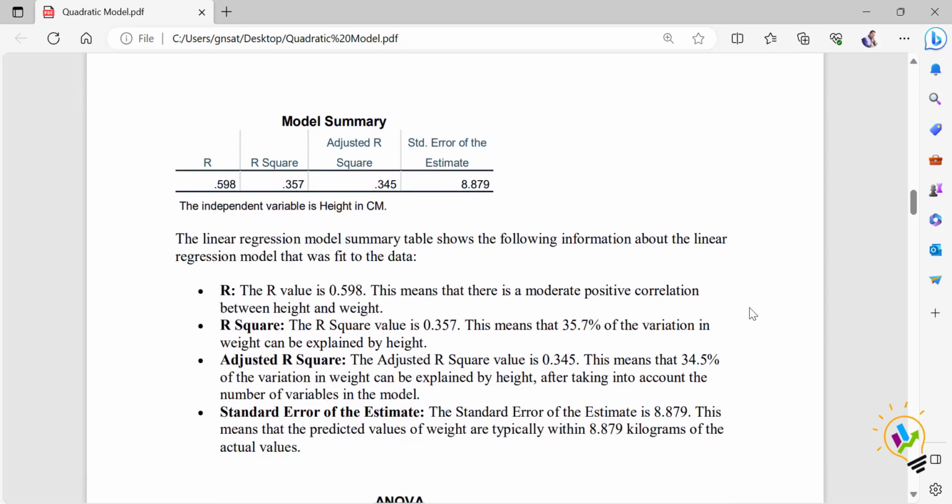Now adjusted R square value is 0.345. This means that 34.5% of the variance in the weight can be explained by the height after taking into account the number of variables in the model. The standard error of the estimate is 8.879. This means that the predicted values of the weight are typically within 8.879 kilograms of the actual values.